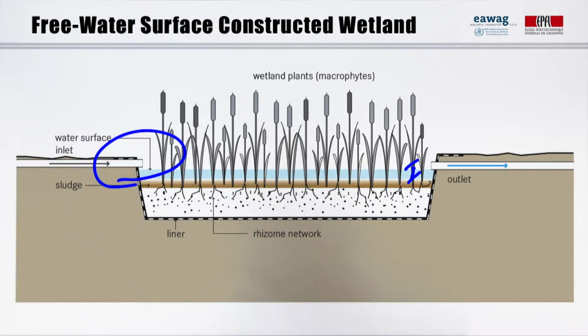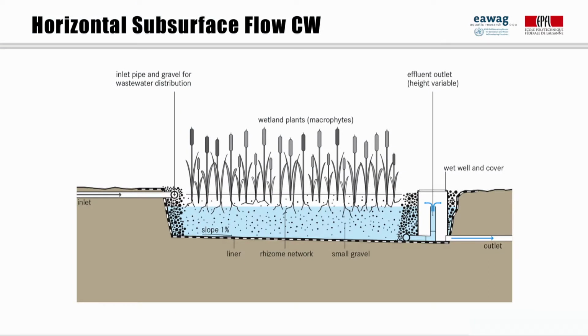Good operation and maintenance is needed for it not to turn into a mosquito breeding area and to avoid short-circuiting. Let's look now at the horizontal subsurface flow constructed wetland. Its performance regarding reduction of BOD, suspended solids, and pathogens is higher than in the free-water surface constructed wetland, and it does not have the mosquito problem as the water flows only under the surface, as its name indicates.